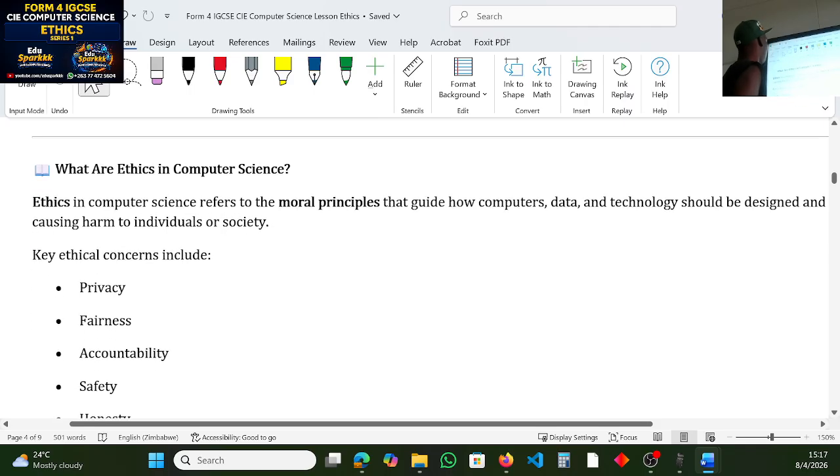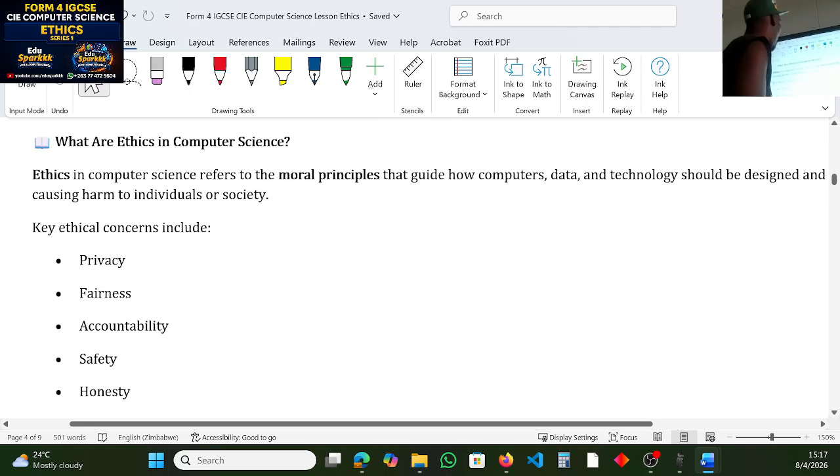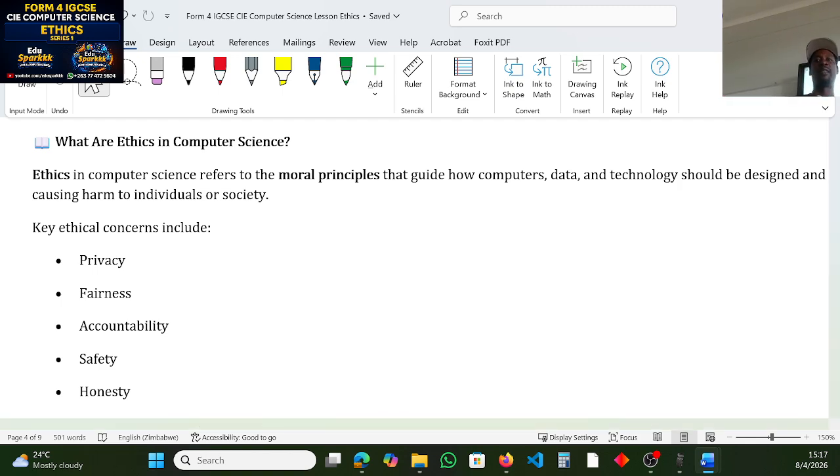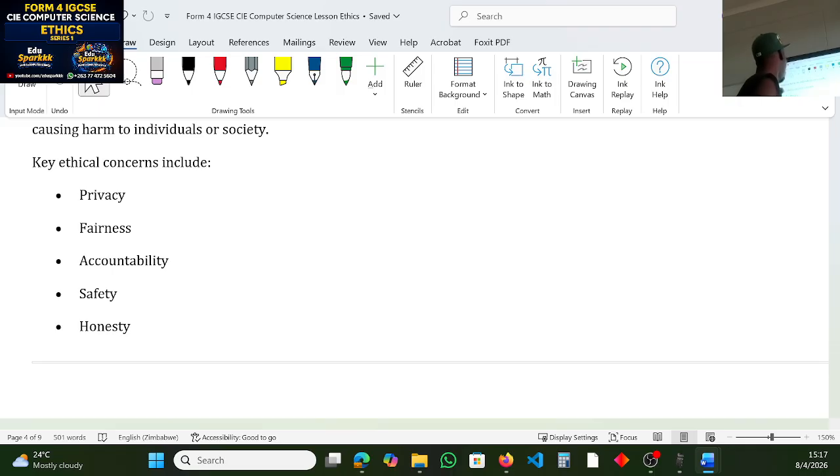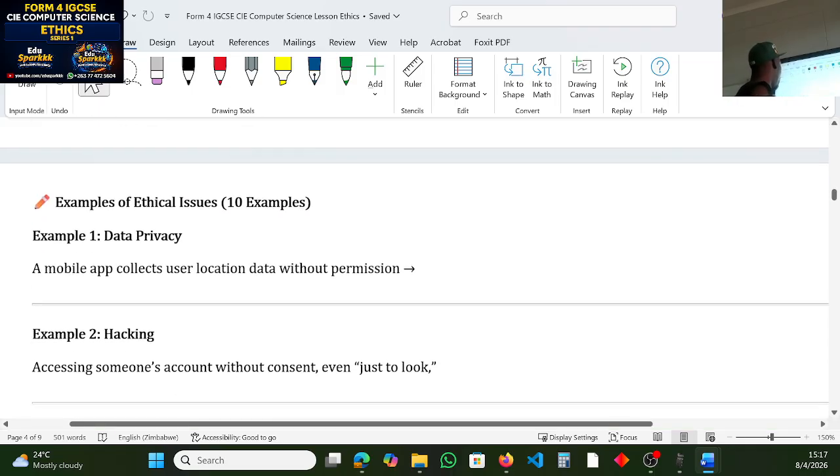So first thing first, we want to look at the definition of ethics in computer science. When we talk of ethics, these are the moral principles that guide or govern how computers, data, and technology should be designed. And also we look at its effects: does it harm or disturb other people's thinking, or does it have an effect on societal views or beliefs? Key ethical concerns, we are going to look at privacy, fairness, accountability, safety, as well as honesty.